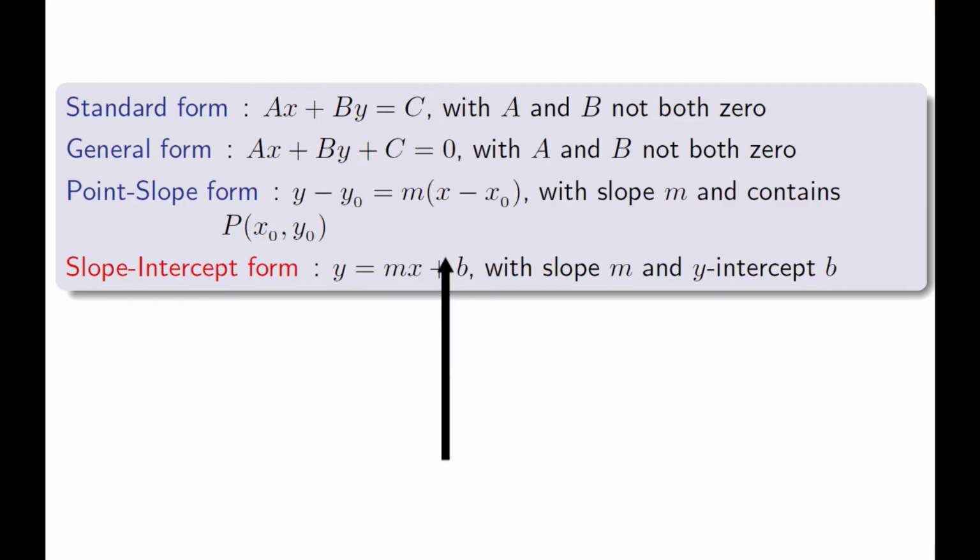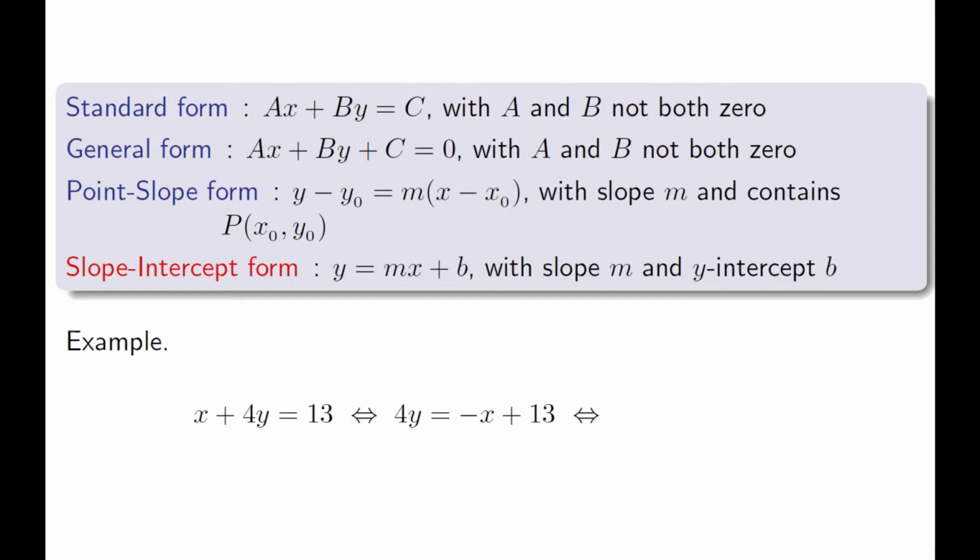Consider a vertical line. Because the slope of a vertical line is undefined, we cannot apply the point-slope form. Just for a simple illustration, let's have x plus 4y equals 13. By simple manipulation, we can always express this in point-slope form. Sounds easy, right?